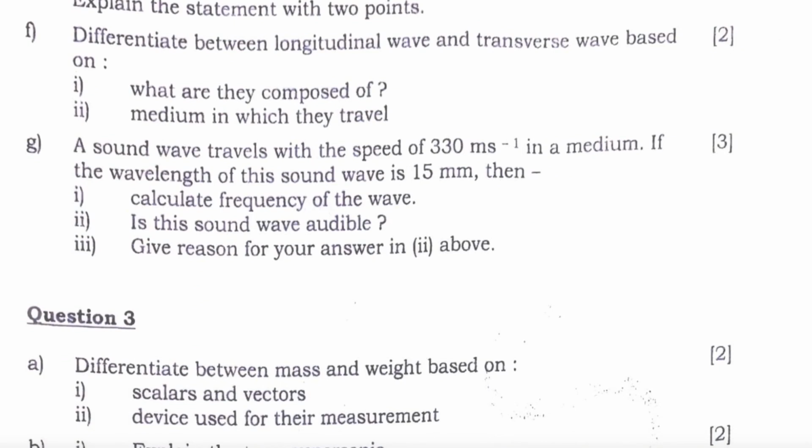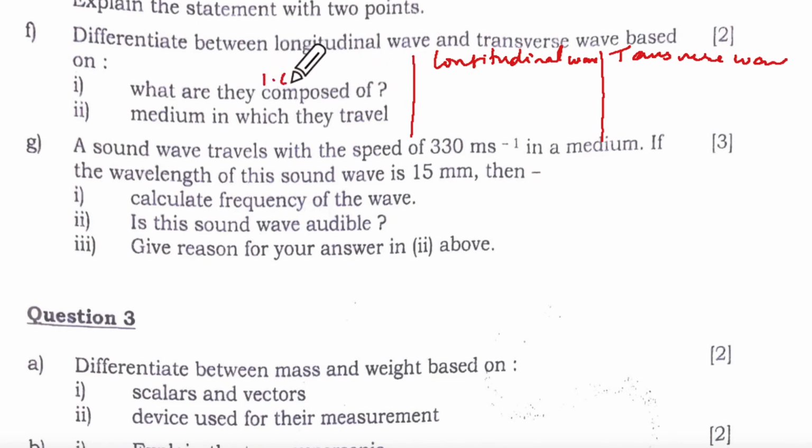Differentiate between longitudinal and transverse wave. How it should be done in columns. So what will you write here? Longitudinal wave, and write over there transverse wave. What are they composed of? So the first point I'm writing over here, composition. Okay, so longitudinal waves, they are composed of what?